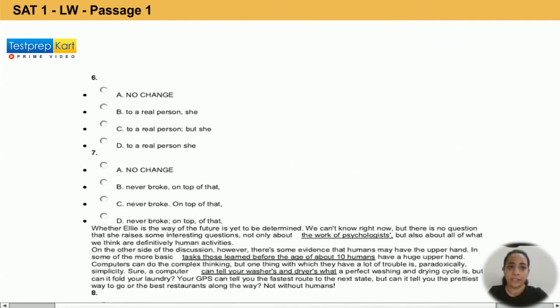Let's look at the next question. So here we have to a real person, comma, then we have a semicolon but, which is wrong. We have just seen that comma and but should come. To a real person, and we don't have any punctuation. So again, it seems like it is testing us for syntax. Let's read the full line.